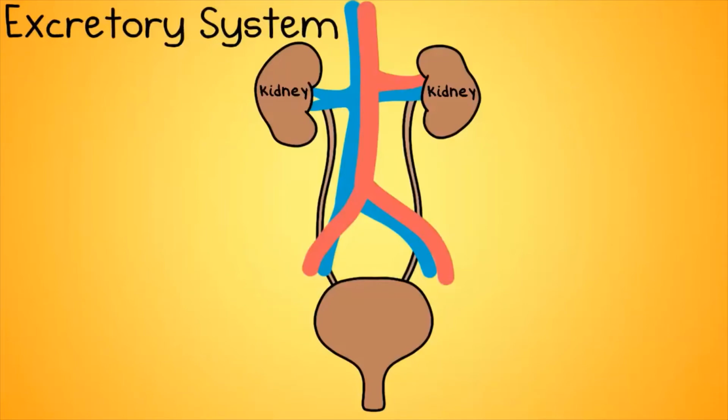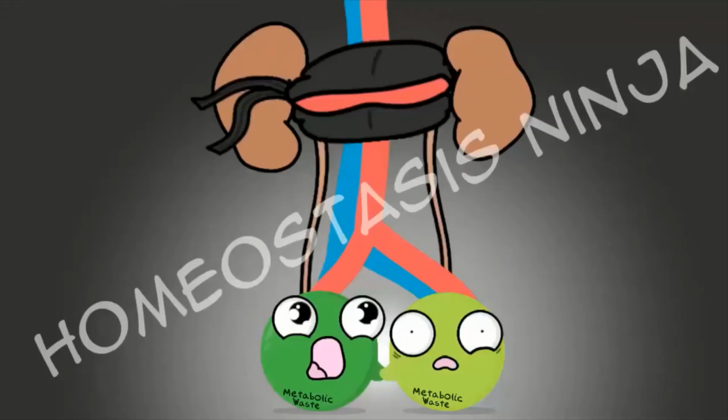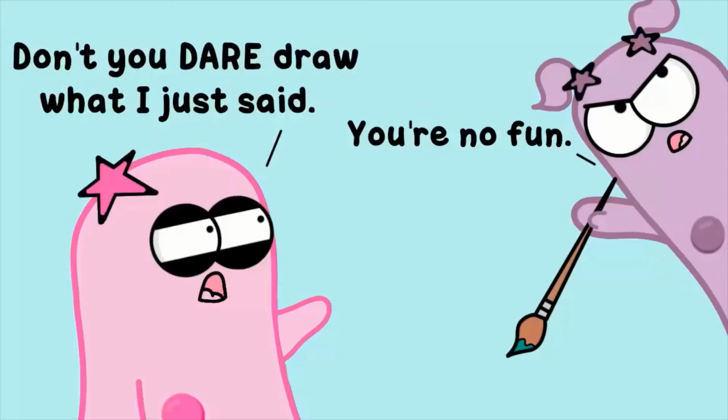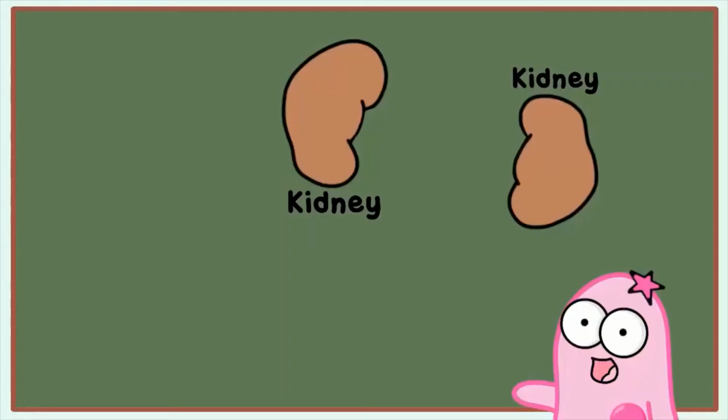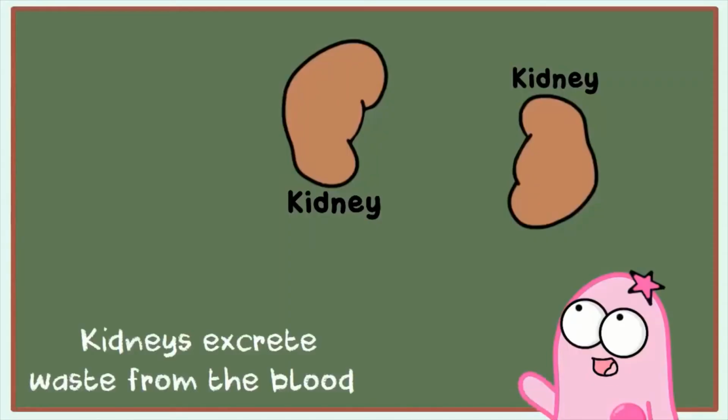Another system that starts with E is number 4, the excretory system. I like to think exit for excretory because this system is all about excreting waste. And I'm not talking about feces because that's still the digestive system. More like urine. This system involves your kidneys, which are in your lower back. The kidneys assist in removing waste from the blood.